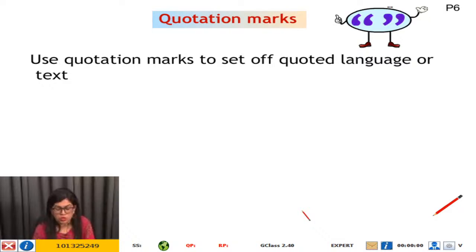Let us see now. Use quotation marks to set off quoted language or text. When we are talking about something that someone has said and we want to put the sentence exactly that way, then we use quotation marks. Sometimes we use lines from a poem or from a prose, isn't it? Then we cannot change the lines. We have to use the lines as they are in the poem or in the prose. So when we use this type of lines, we have to use quotation marks.